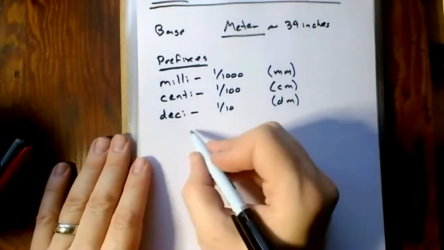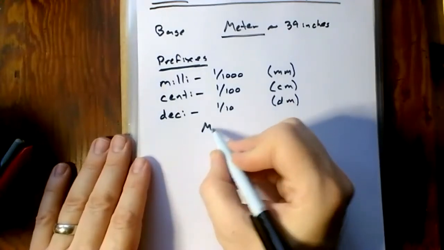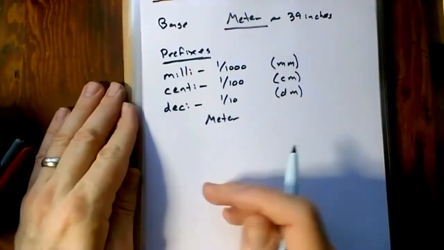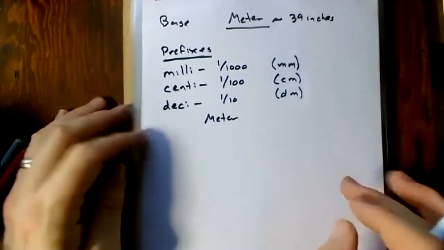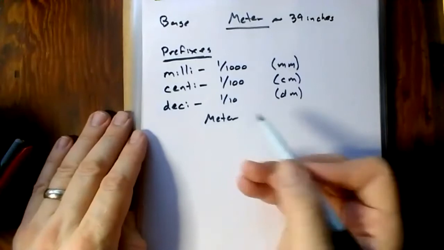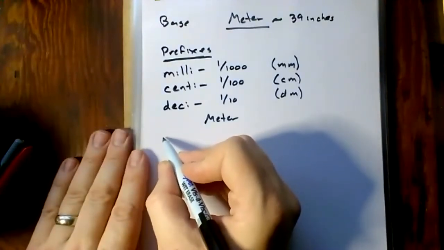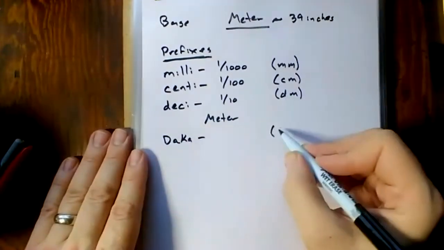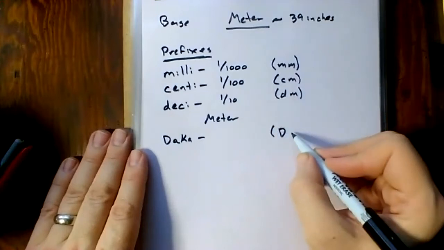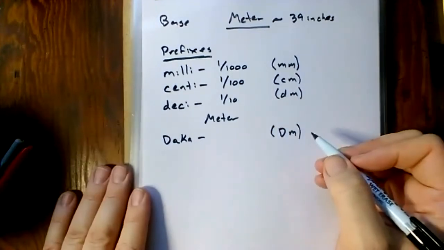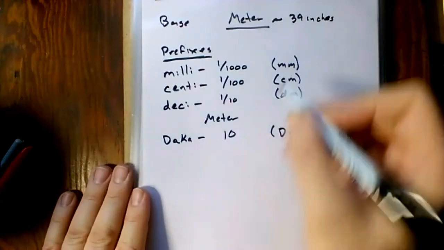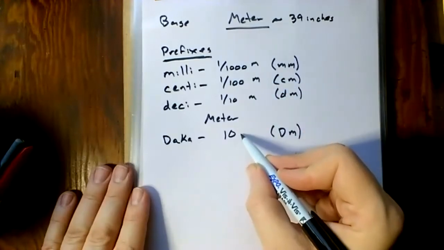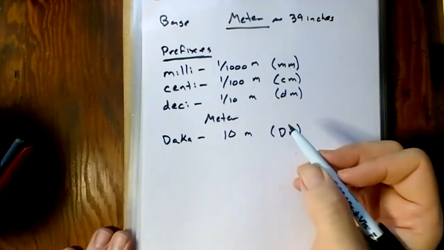Our base unit here, like we said, is just our meter. And then we start to go into larger things. It doesn't tend to get used, but we also have things like Deka, a Dekameter. Since we've got another D here, it's usually going to be a capital D. That is 10. A millimeter would be 1/1000th of a meter, and a Dekameter would be 10 meters.